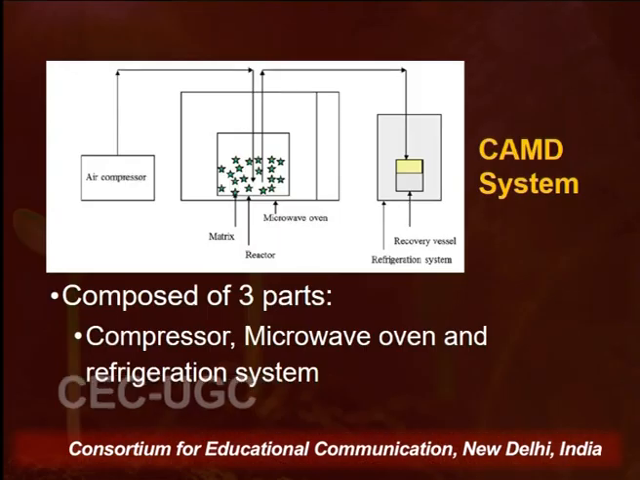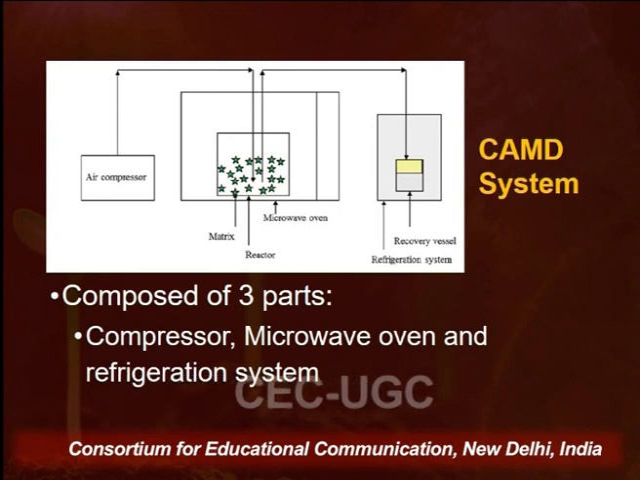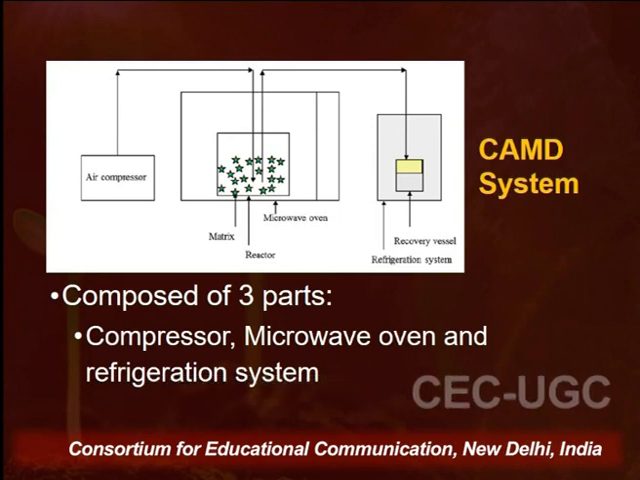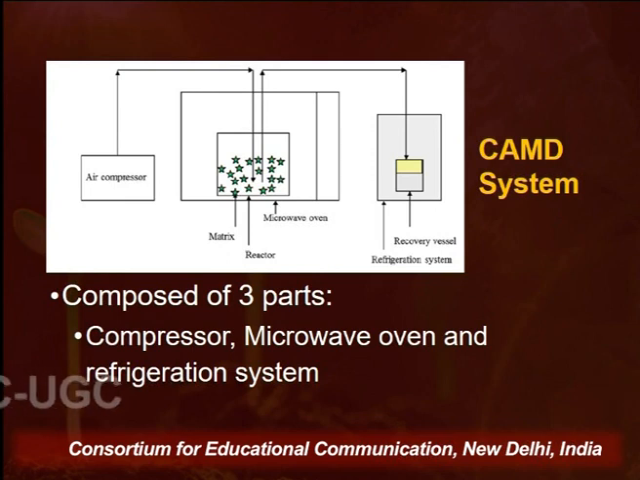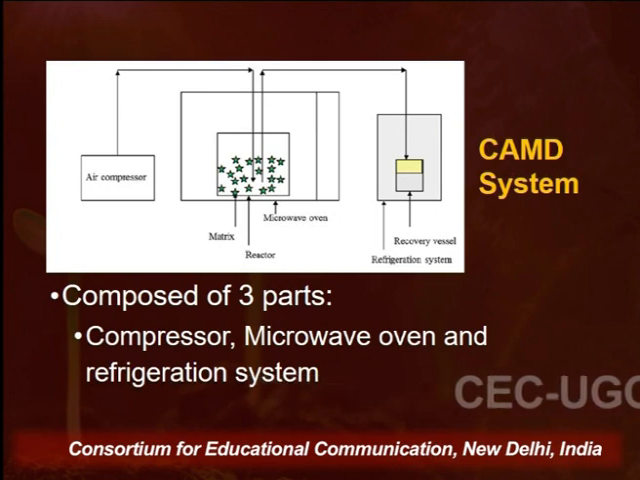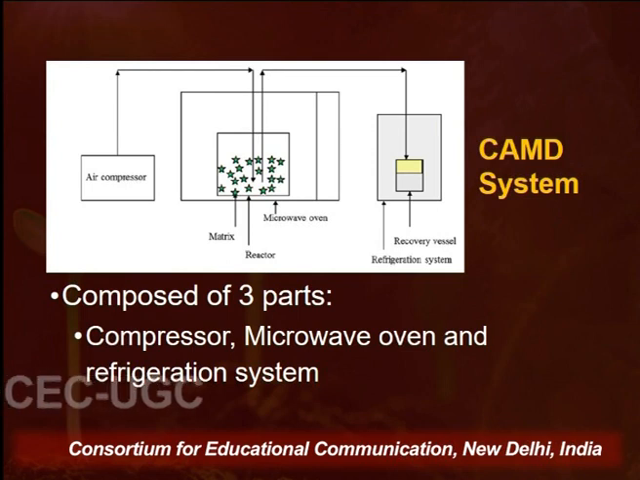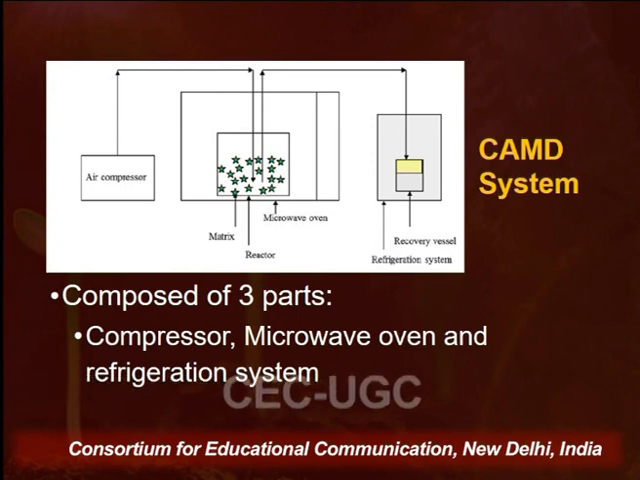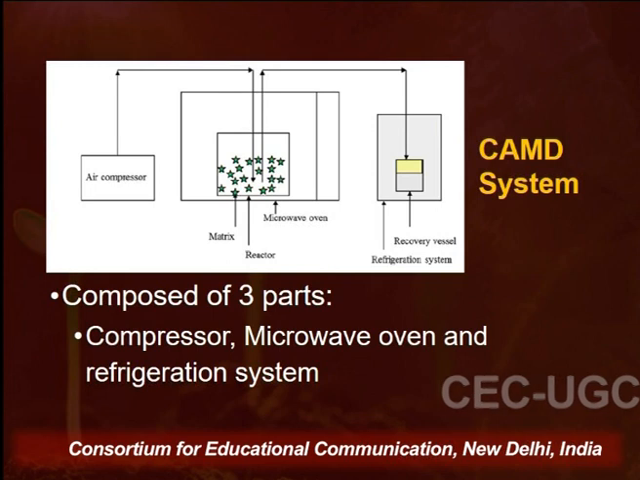In this image you can clearly see the setup of microwave assisted distillation of volatile oil. It contains three major parts. One is the air compressor, which controls the temperature as well as flow of the air into the second part of this unit, that is the microwave oven, which contains the reactor part, and the third part is the refrigeration system.